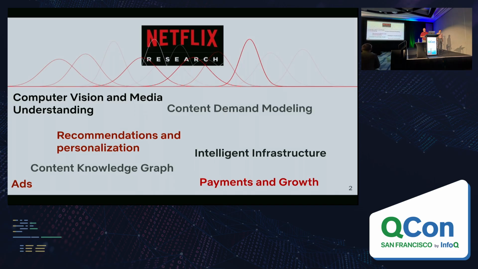Just to give you an idea of some of the verticals that our team, the Metaflow team, supports, we work on computer vision, something called content demand modeling, which we'll use as a use case and talk about in more detail later. You're obviously familiar with recommendations and personalization being a very key part of our business. Intelligent infrastructure is something that is, over the past few years, really becoming a big use case. This is things like systems that parse logging, or just generally speaking, engineers starting to use more and more machine learning in their traditional engineering products. Payments and growth, ads, and we'll talk about content knowledge graph a little bit.